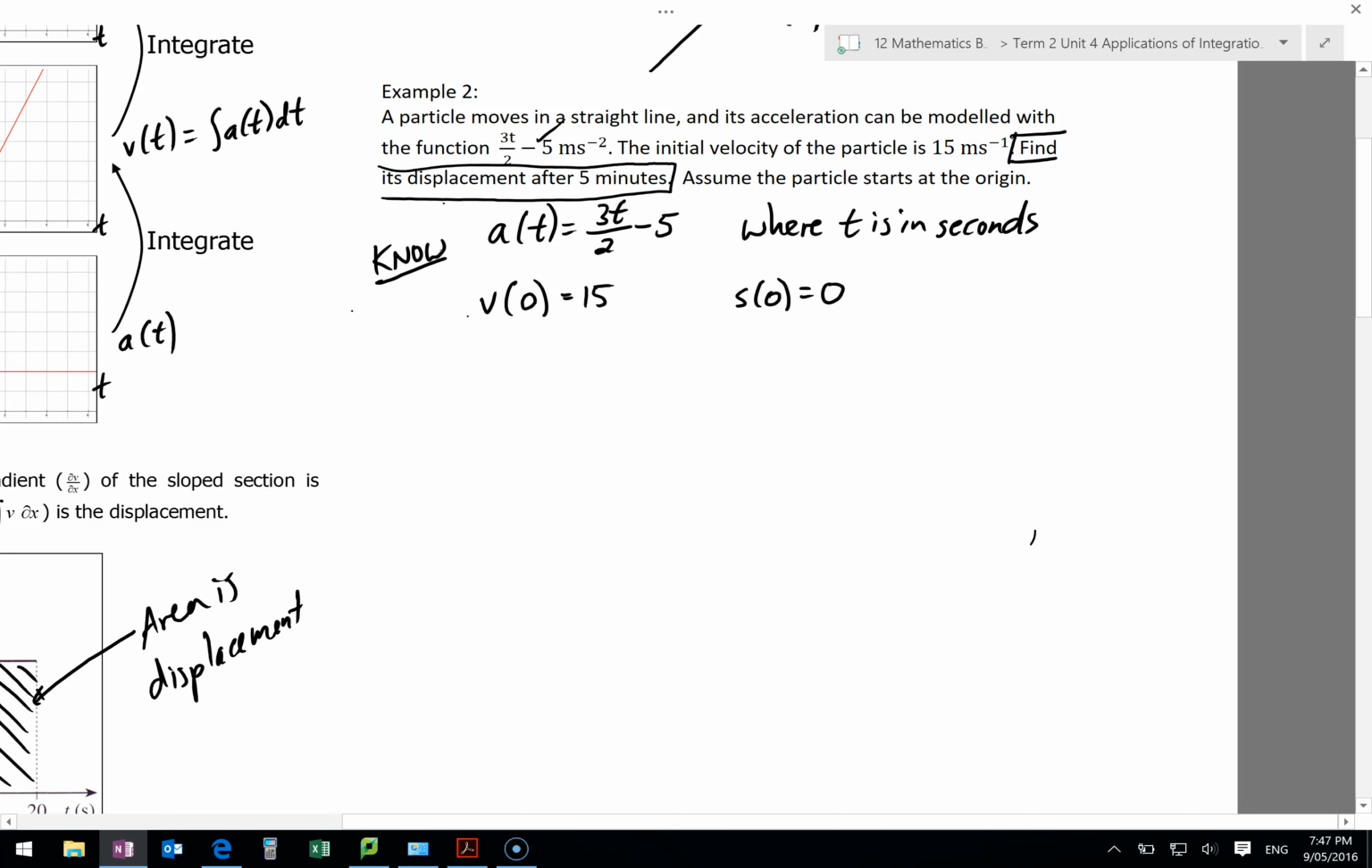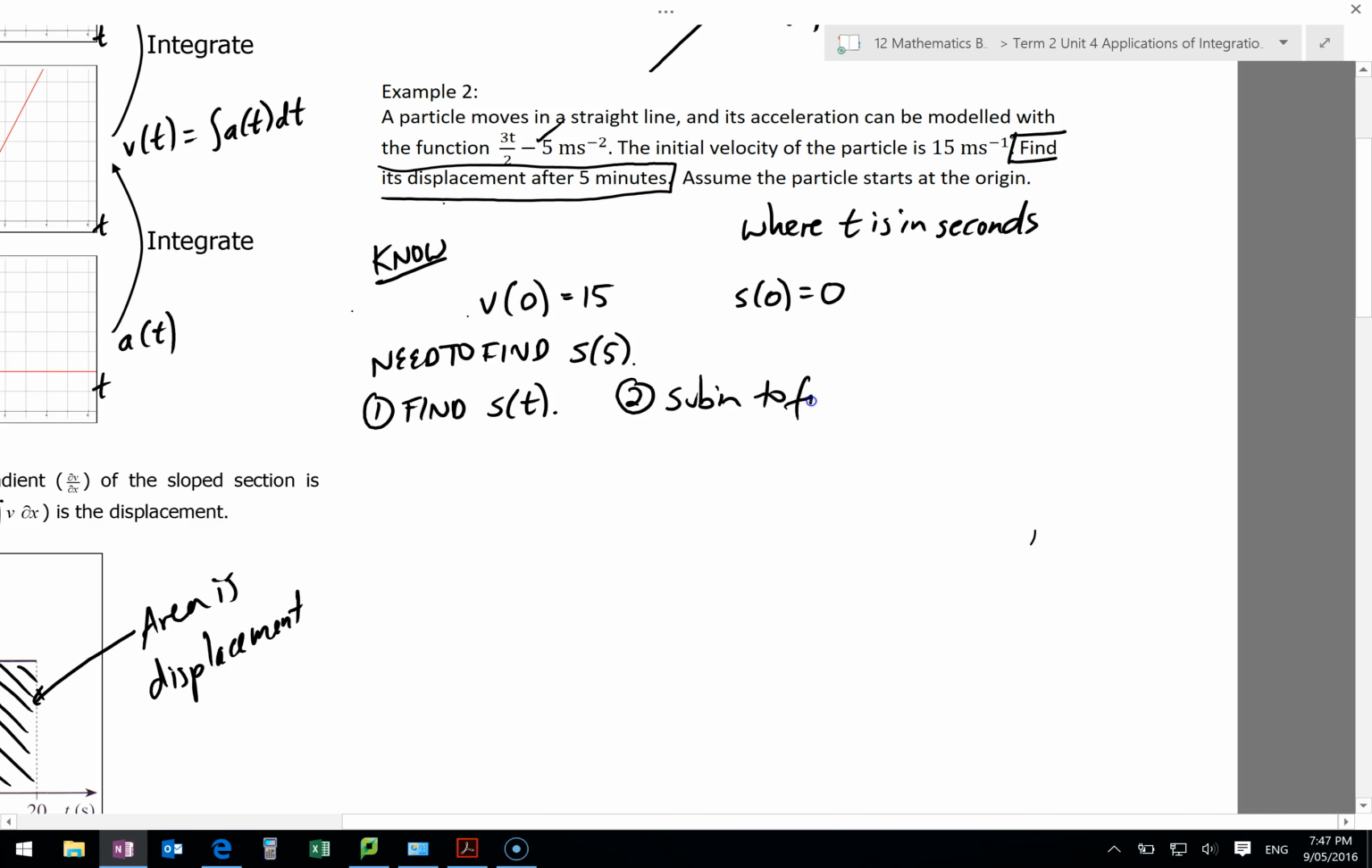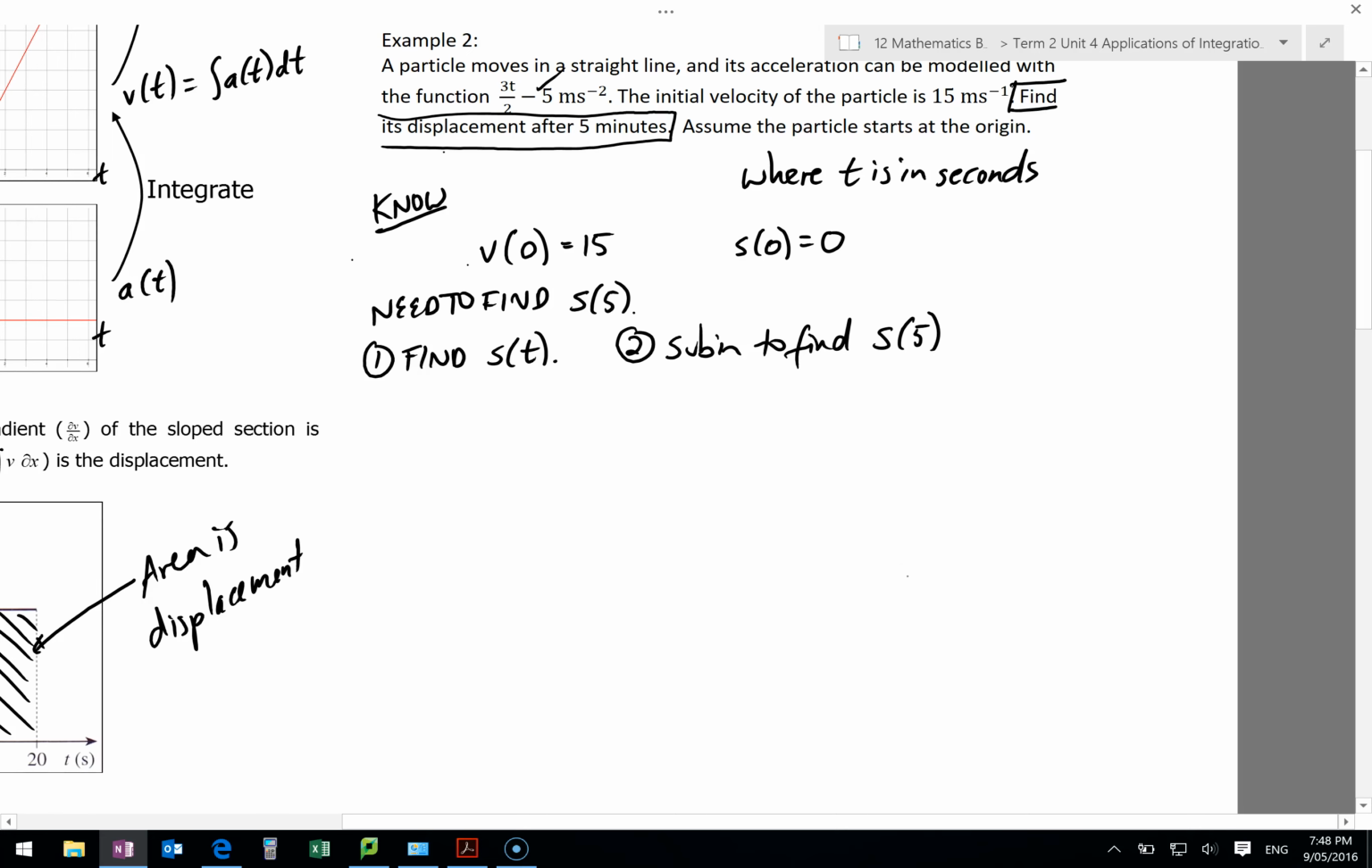I'm trying to find s of t. Well, I need to find s of 5, the displacement after 5 seconds. So the way I'm going to go about this is step 1: find what s of t is. Okay, and step 2 will be sub in to find s of 5. So here we've got the first task, finding s of t.